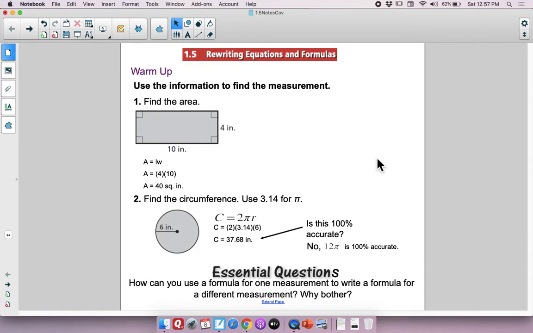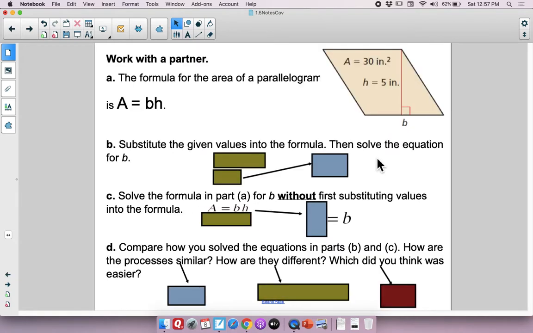Okay, so our essential questions here would be, how can you use a formula for one measurement to write a formula for a different measurement? And why bother? And again, the reason for that is it makes things simpler. Okay, again, find a partner to work with or your imaginary friend.